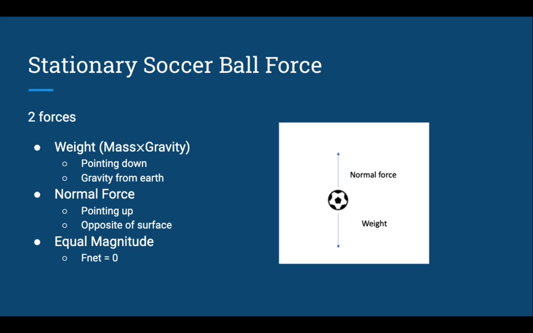The normal force vector will be up. The vectors are equal in magnitude due to no movement. They will cancel each other out because of Newton's second law, F net equals mass times acceleration, where acceleration equals 0, thus all the forces must cancel out.